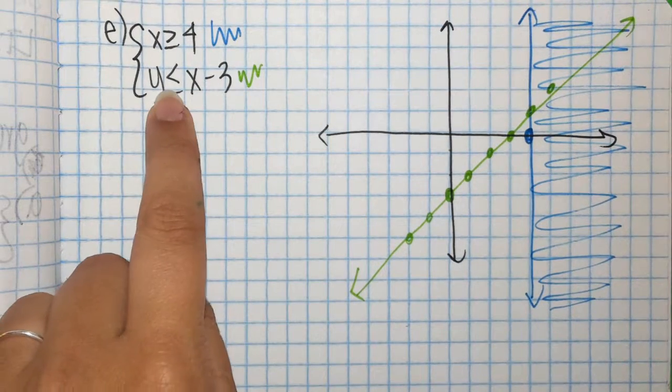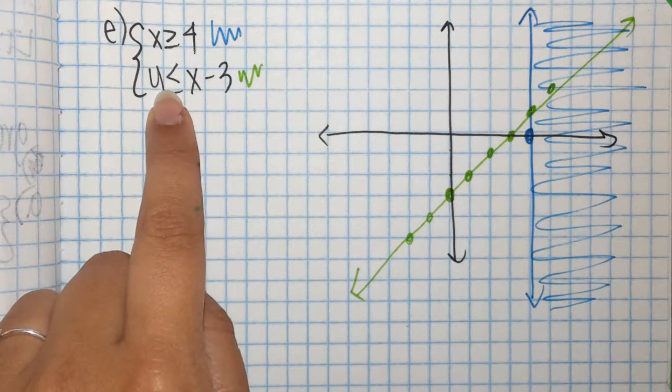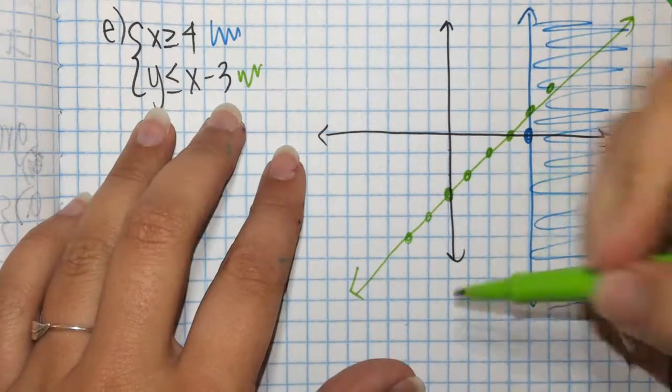Alright, now, am I going to shade above or below for this one? Below. Why? Because it's less than.